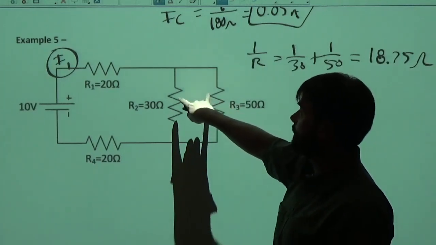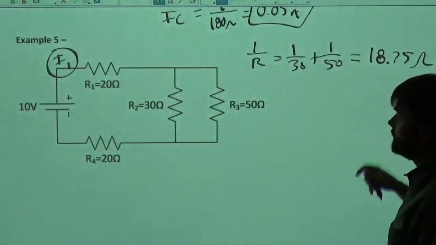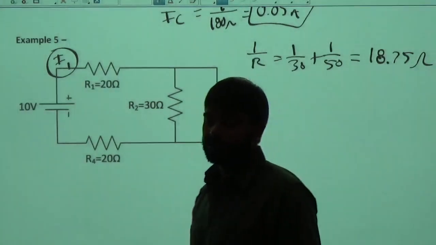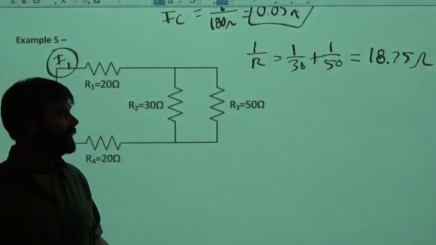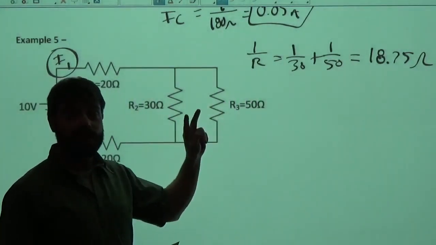So basically I could replace these two with an equivalent resistance of 18.75. And you might think, well, how is it lower? How is it a lower resistance? Well, you've got to remember it's got two paths to flow through.